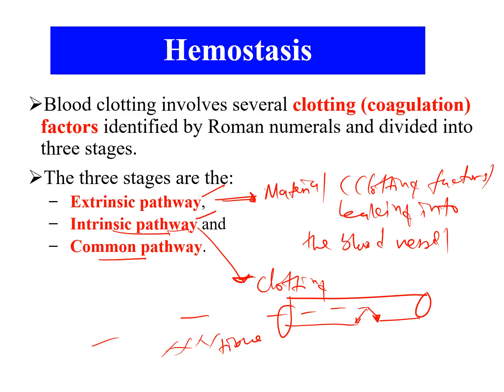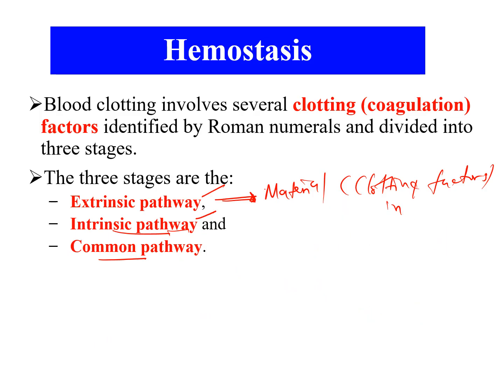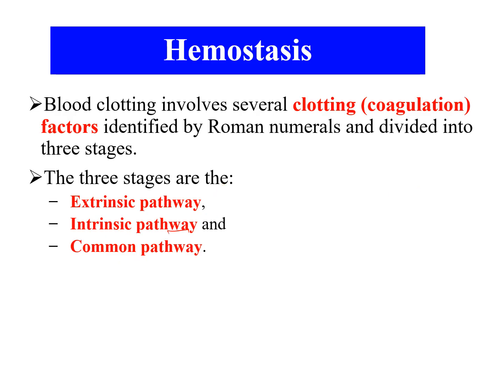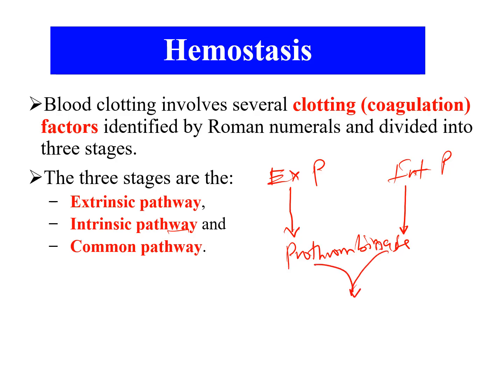The common pathway, on the other hand, is the convergence point. It's a convergence point for both the extrinsic and the intrinsic pathway. So we have extrinsic pathway this side, intrinsic pathway this side. All these pathways will lead to production of an enzyme known as prothrombinase. Once this enzyme has been produced, it is going to go into the common pathway.